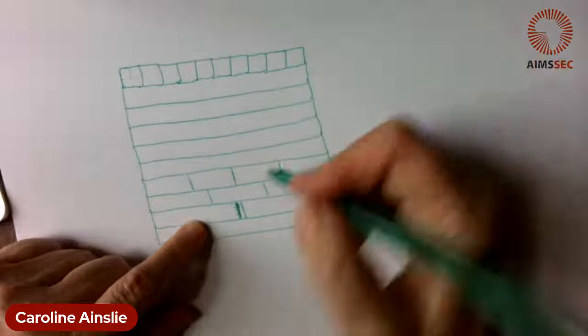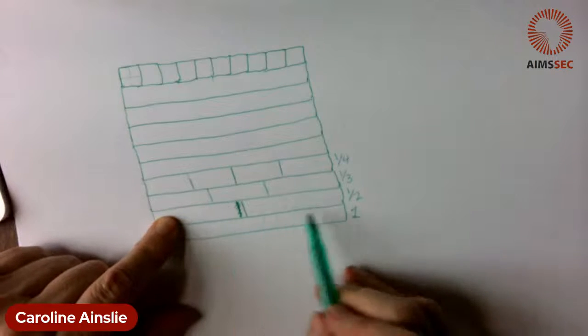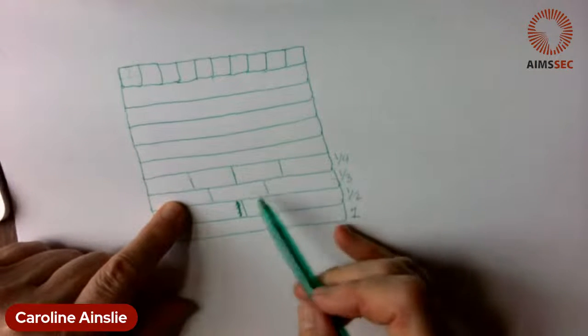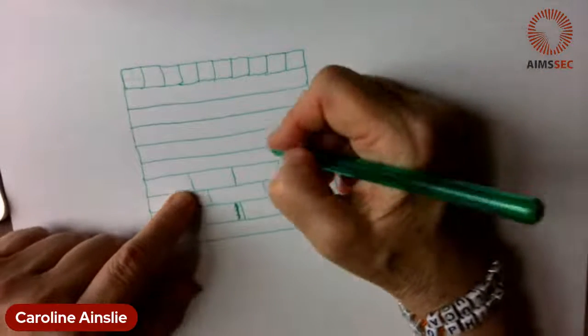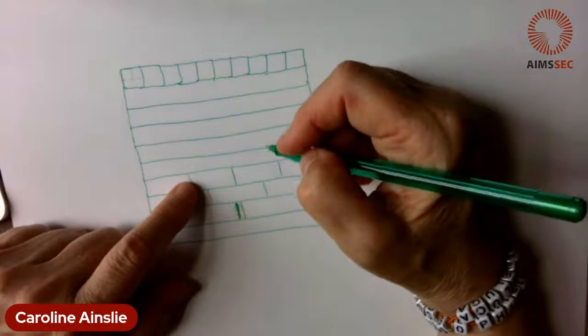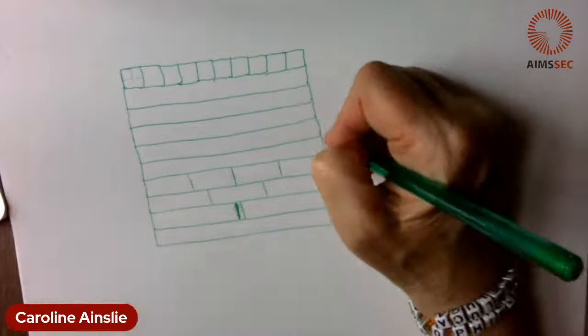That's a half. So that's split into 2. So half plus a half is 1. A third plus a third plus a third is 1. And we're going to play games with this all week. So now what about fifths?